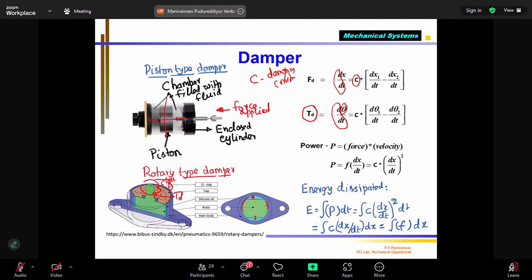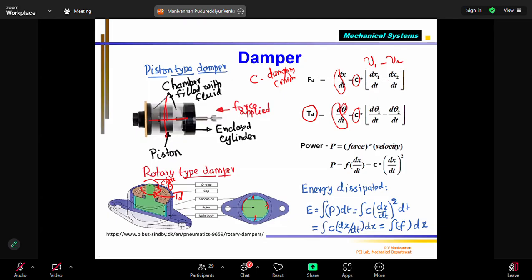Whether it is a rotary damper, all those things, it provides an opposing force that is proportional to what you call a damping constant, and that is proportional to velocity. Correct. So I can say V1 minus V2. Correct. d by dt of x1 minus d by dt of x2.